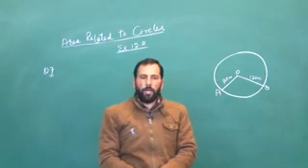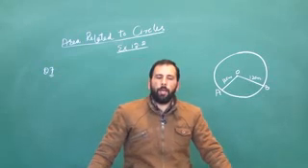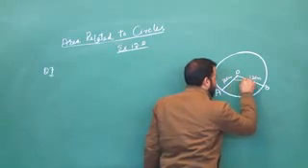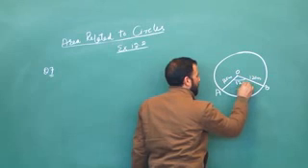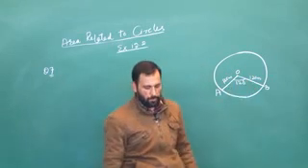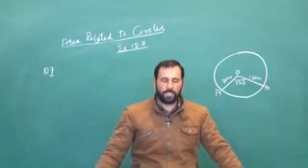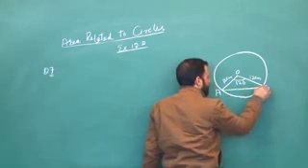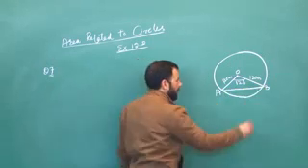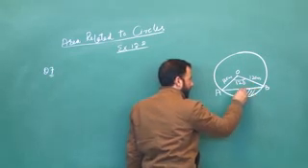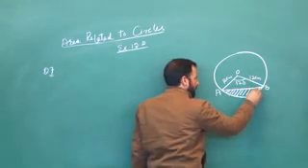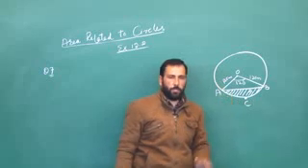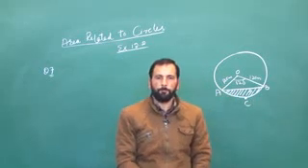The chord subtends an angle of 120 degrees at the center. That means the sector angle is 120 degrees, the measure of this angle. Then find the area of the corresponding segment of the circle. So let us join A to B, this AB. The corresponding segment is here, this shaded region. Let this point be C. So ACB is the corresponding segment of this circle.